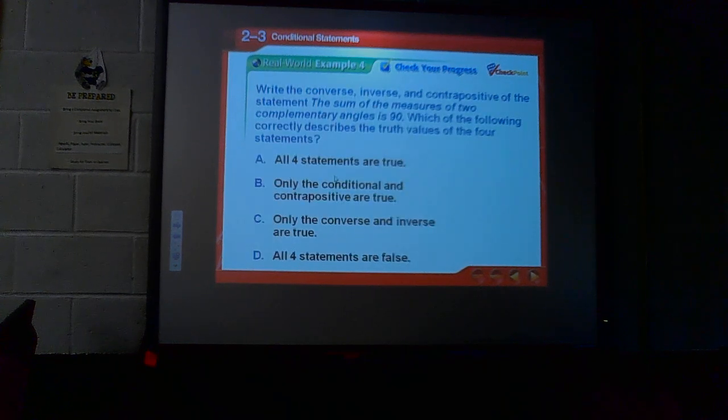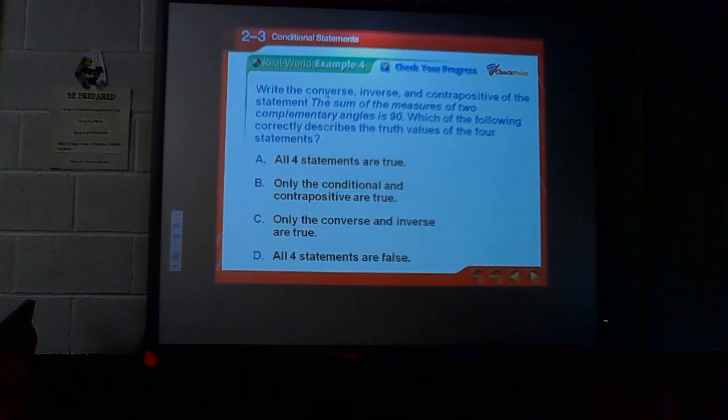So we go through another one here. Again, it says write the converse, inverse, and contrapositive of the statement: the sum of the measures of two complementary angles is 90 degrees. The first thing I would do is take the time to write my conditional. My conditional for this one would be, if I have two complementary angles, then the sum of their measures is 90 degrees. By definition, that is true, so my original conditional is true.